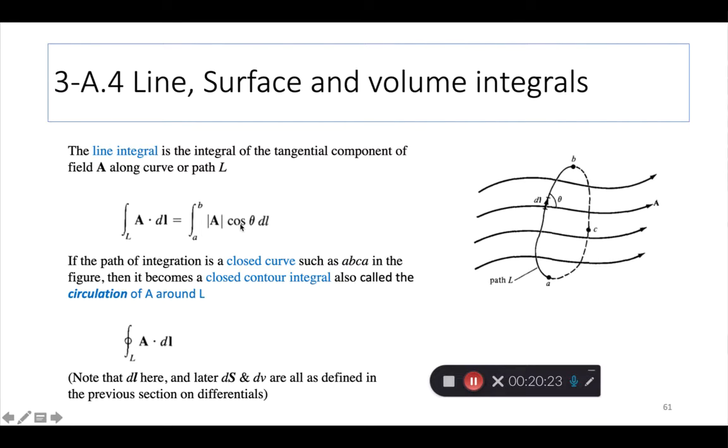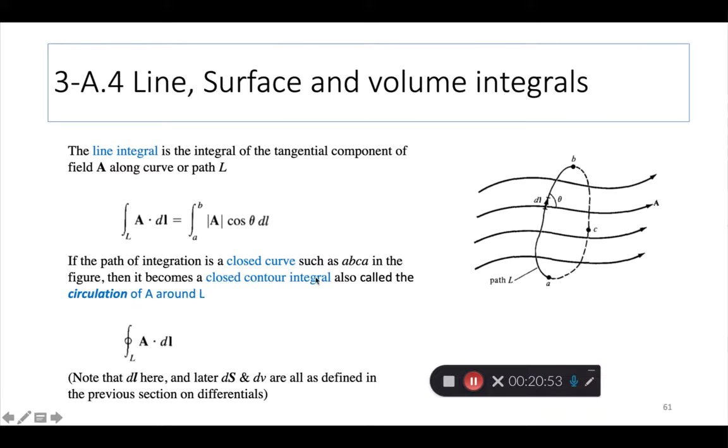So look at the mathematical definition. You write an integral, put an L there, and then the scalar product, the dot product, right, A dot dl, which is a scalar. And this gives you the component along a certain direction. So that can also be calculated as this. So that's the definition, okay.